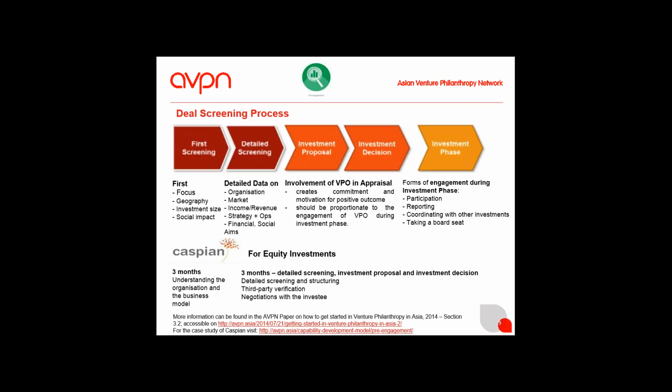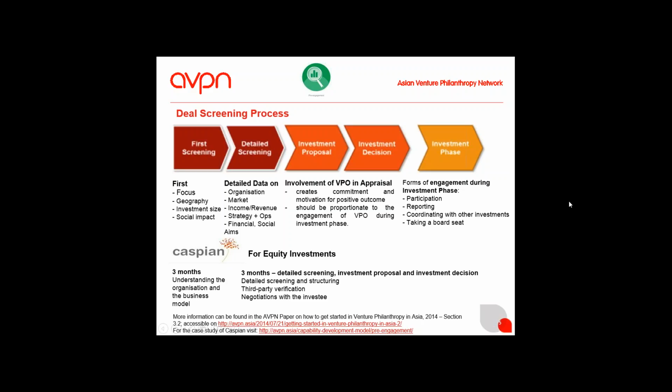To illustrate this from equity investments in India, Caspian is an Indian impact investor since 2004 who does debt and equity investment. Their process for equity investments can be split into two parts. The first of 3 months is a general assessment, while the second part over 3 months goes more into depth and can also involve negotiation about the exact term of the engagement.